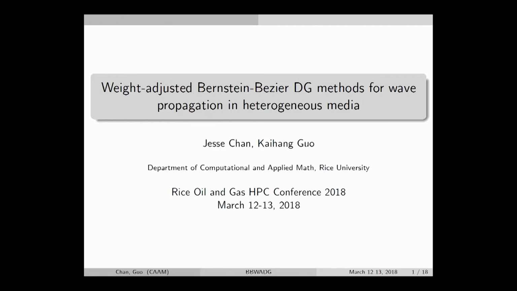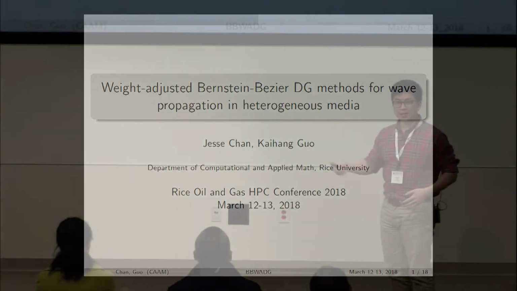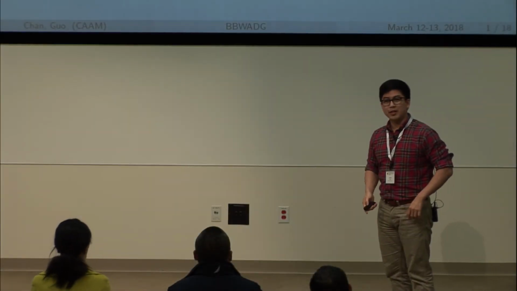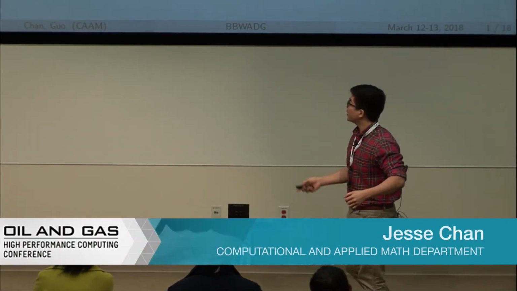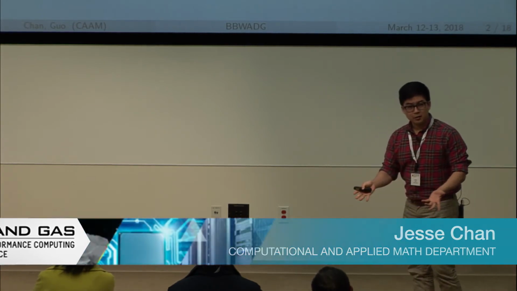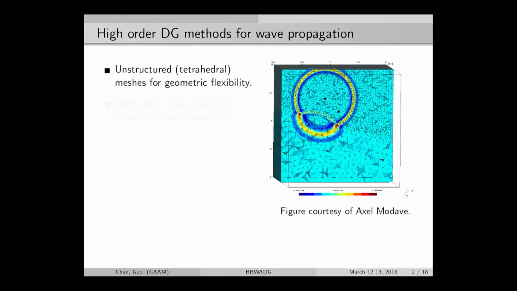So you might have noticed that the title does not match at all what the program says. This is essentially saying the same thing, but with some specific name. So let me try and introduce what I'm doing. As the title alluded, I do higher order DG methods.